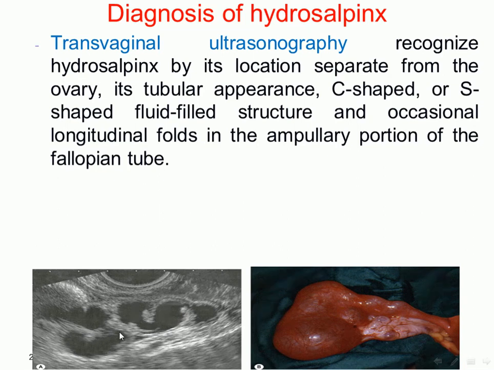here in the picture, a fluid-filled structure, and occasional longitudinal folds in the ampullary portion of the fallopian tube. This is characteristic. Also, you can see indentation on both sides, what is called the waist sign. Indentation on each side is called the waist sign.